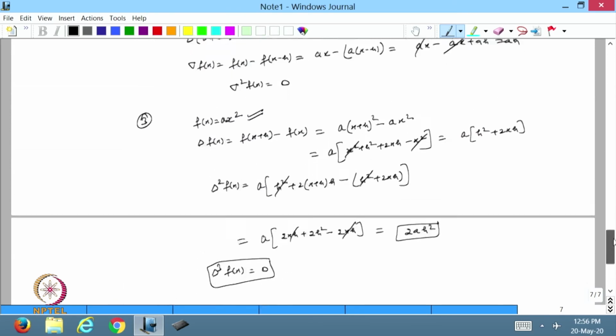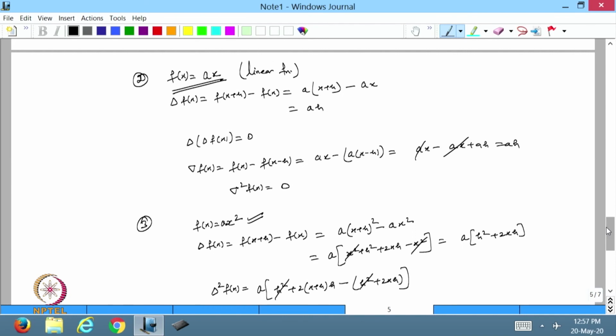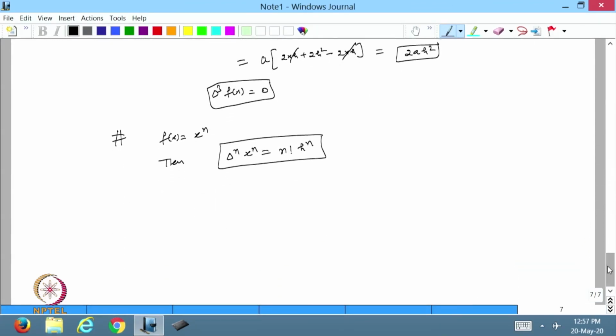That we can also verify from here, that whenever I have taken a x square, just take a as 1, so it is x square, so it will be 2 times, it will be 2h square. So it is 2 factorial h square. If I take a equal to 1 for the linear case, it will be 1 factorial into h. So based on this I can very easily show that this is equal to this, and this is a very important relation we are going to use for any polynomial of degree n.